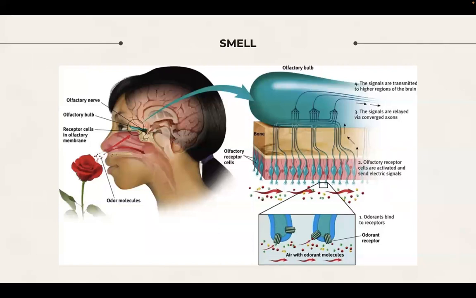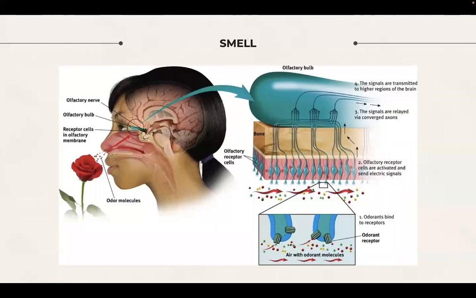Lastly, we have our sense of smell. Interestingly enough, smell is the only sense that isn't processed through the thalamus. Say it louder for those in the back. Smell is the only sense that is not processed through the thalamus, right? It goes directly to the higher regions of the brain where smell is interpreted. And one thing to note that's going to be really important is that the sense of smell is also referred to as olfaction. Okay, it's also referred to as olfaction.